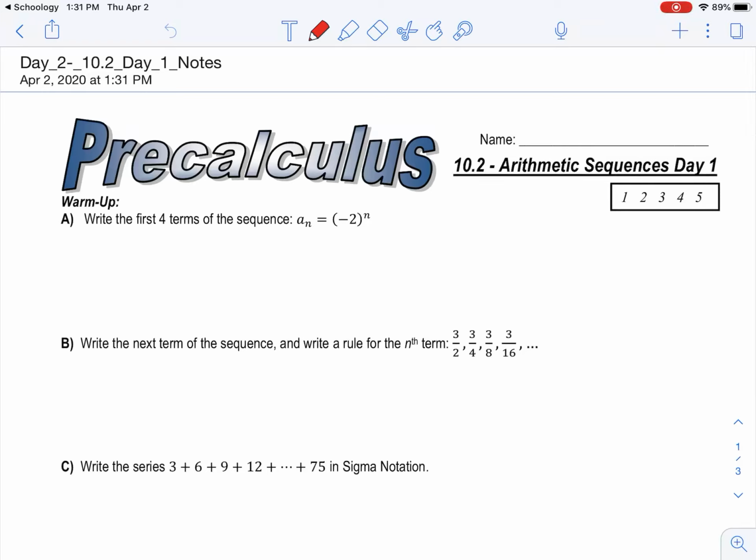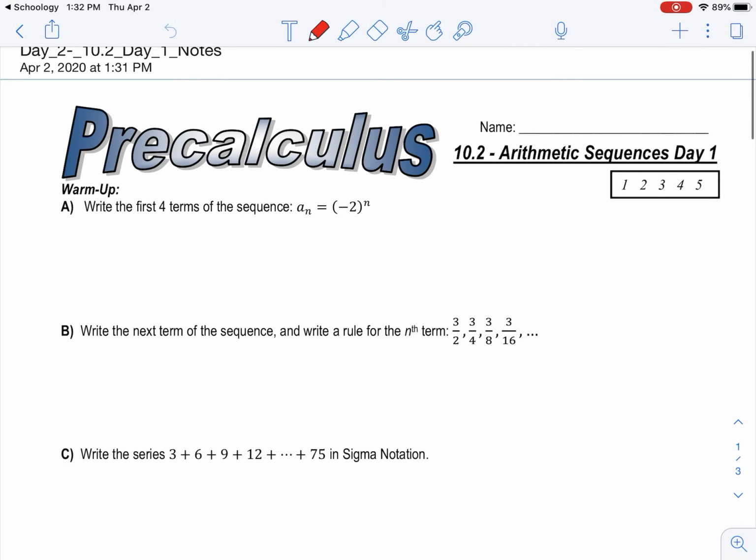All right, so today we're talking about arithmetic sequences. So this is a type of sequence. We'll learn about geometric sequences later, but today, arithmetic sequences. So you can go ahead, pause the video, and try the warm-up, and then come back and check your answers.